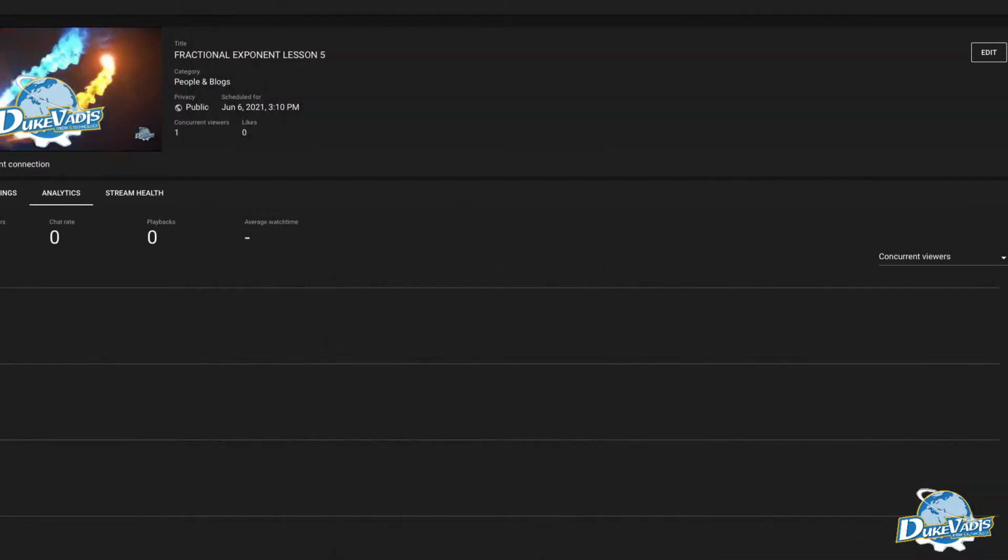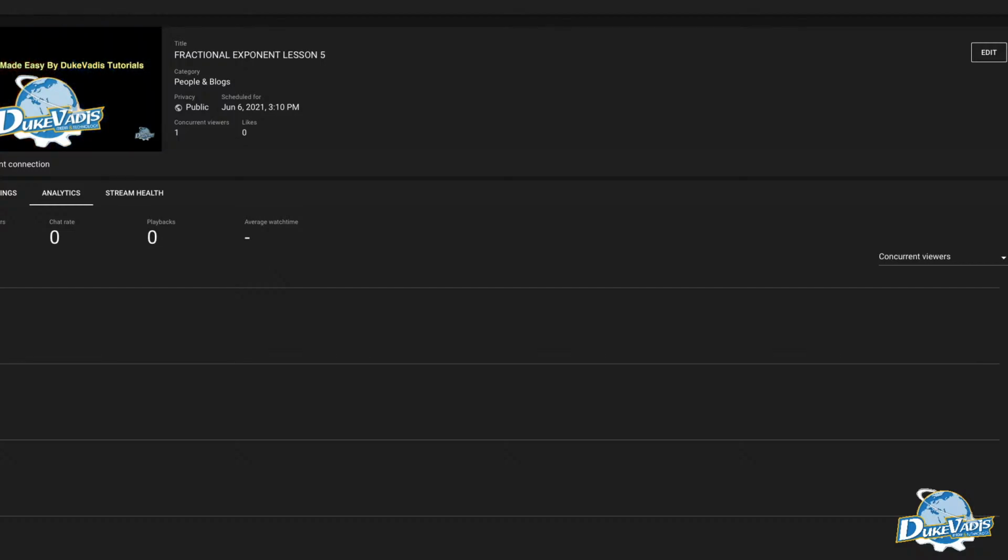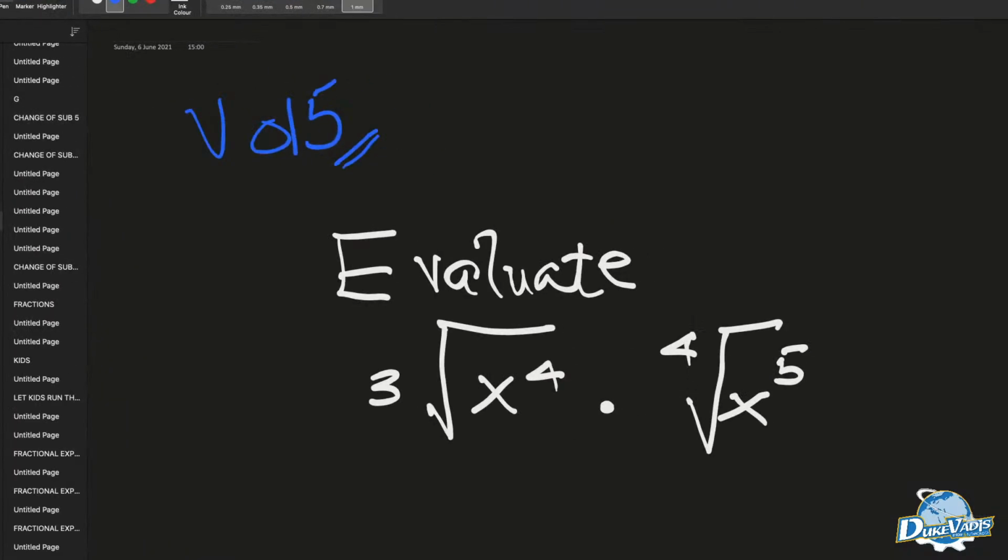Hey, here we are. As you can see, it hasn't been long at all. We are back to deal with our next question, volume 5, that says evaluate the cube root of x raised to the power 4 and fourth root of x raised to the power 5. So it's such a question, friends.